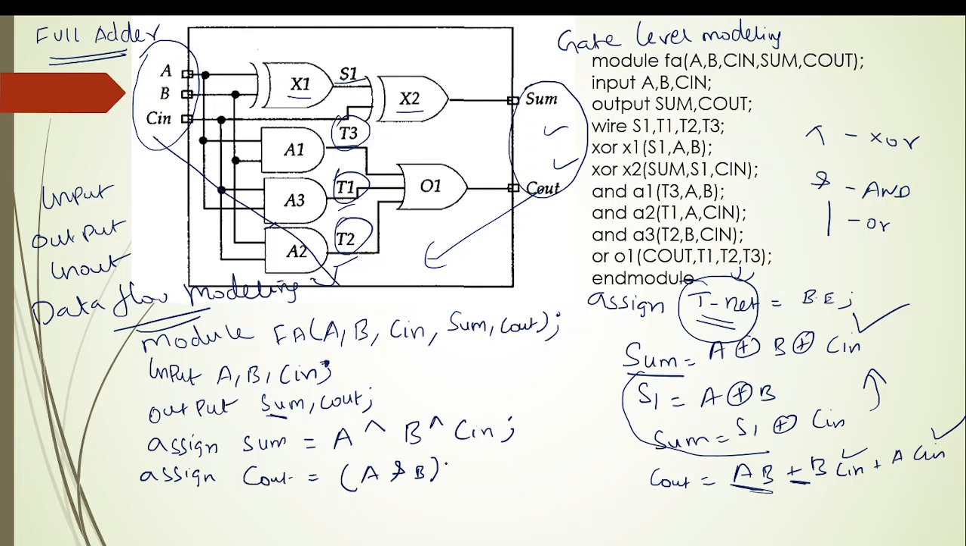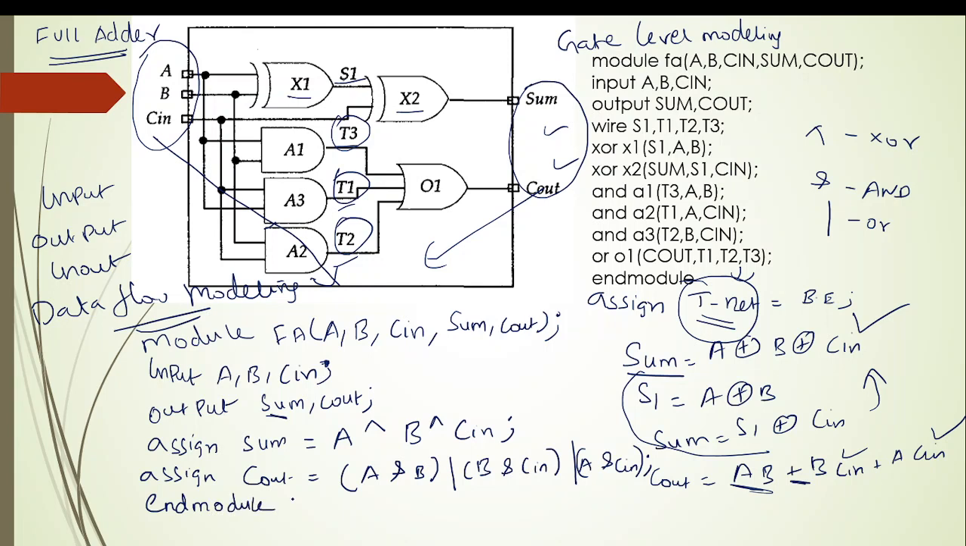So A and B, vertical bar, and then B ampersand Cin, close the bracket, vertical bar, open the bracket, A ampersand Cin, close the bracket and end it with semicolon. A and B, or B and Cin, or A and Cin. That's all. Within two lines I can complete the code. I will write endmodule.